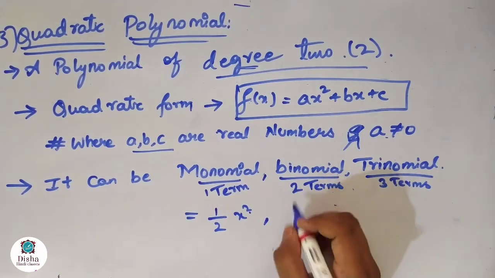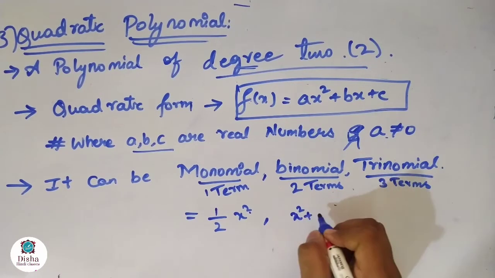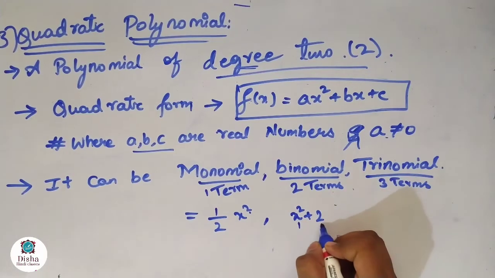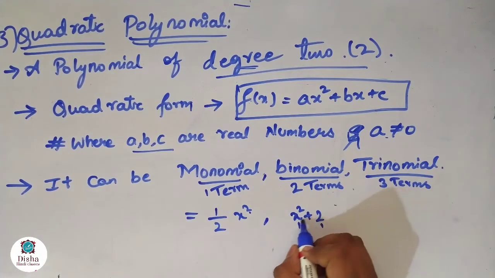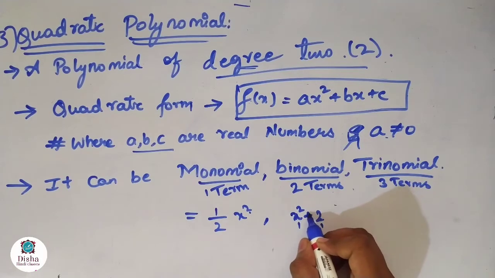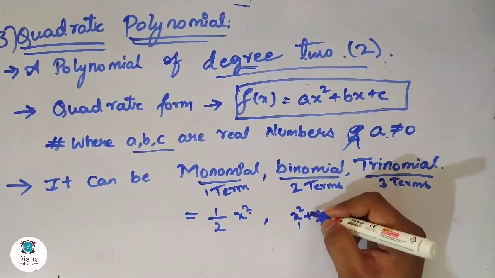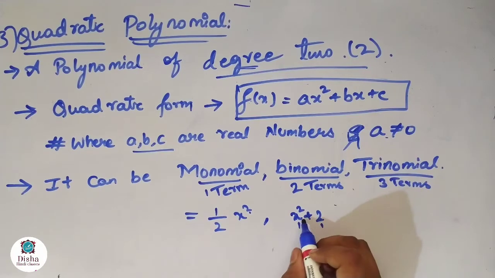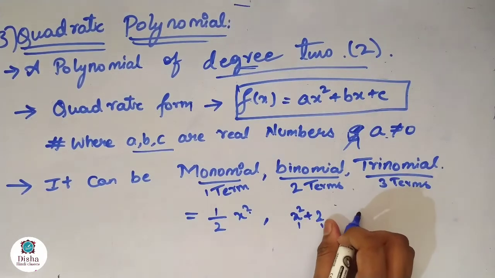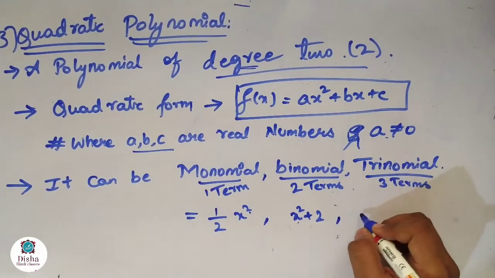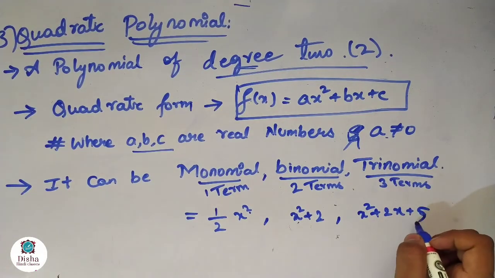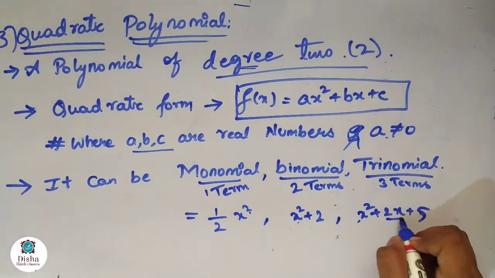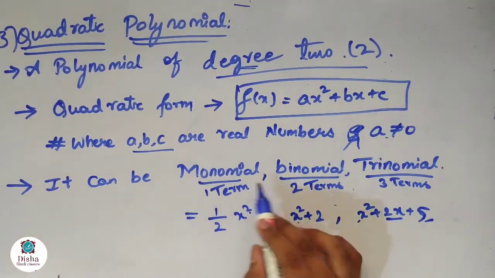Now binomial. How can it be binomial? x square plus 2. We have only two terms. This is the first term, this is the second term, right? See, terms and constants and variables are different. Terms means this is the first term, this is the second term, and in between we have an operation sign, that is addition or subtraction. Therefore x square plus 2 has two terms, so it is a binomial. Now three terms, we can write x square plus 2x plus 5. It is a trinomial. We have three terms, that is x square, 2x and 5. So it can be monomial, binomial and trinomial.